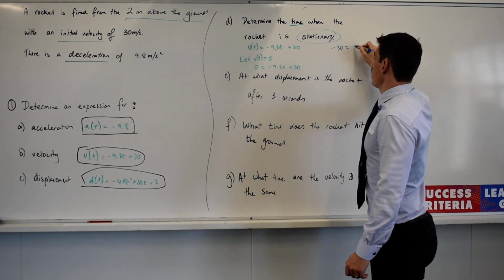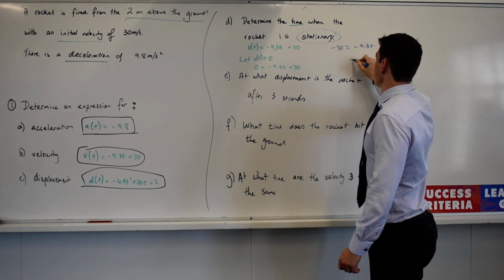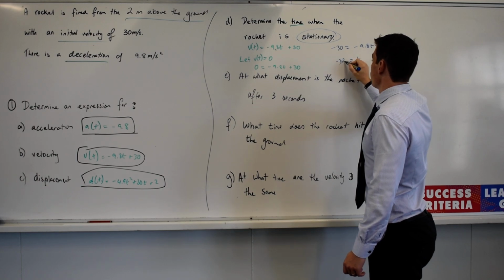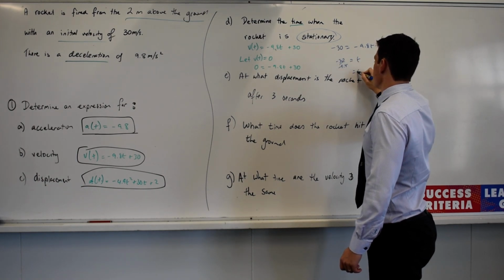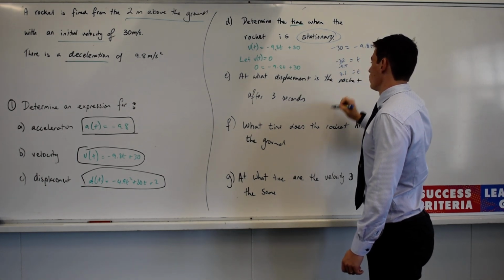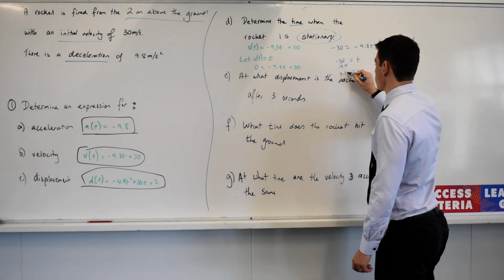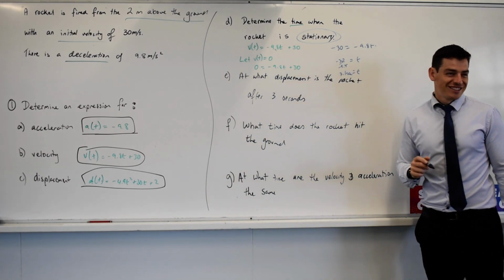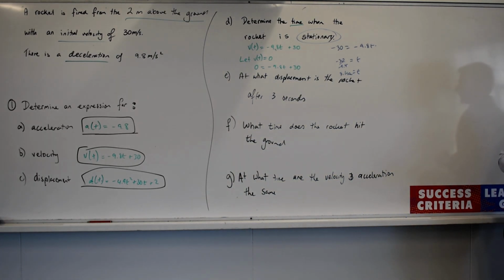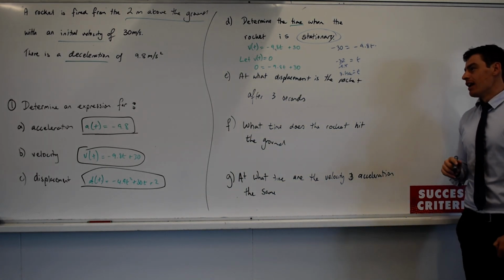Negative 30 equals negative 9.8 t. T equals negative 30 over negative 9.8. T equals about 3.1, probably, I'm guessing. What did you get? 3.06. 3.06, we're going to round to 3.1 seconds. That's good. You're right. 3.06 is appropriate.